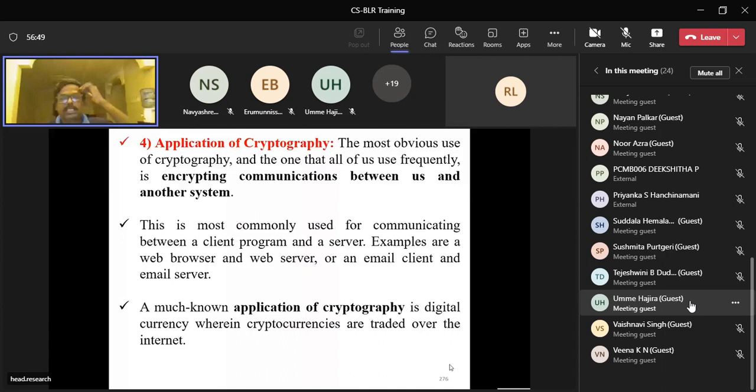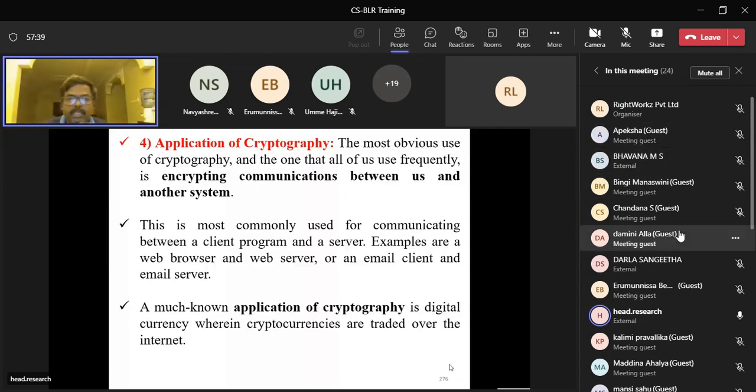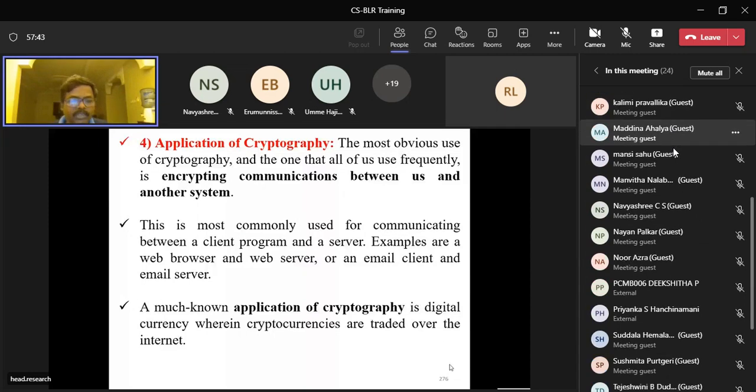That is cryptography. The most obvious use of cryptography, and the one that all of us use frequently, is encrypting communications between us and another system. That is called application of cryptography. This is most commonly used for communicating between a client program and a server. Examples are a web browser and a web server, or an email client and email server. These are the best examples for communicating.